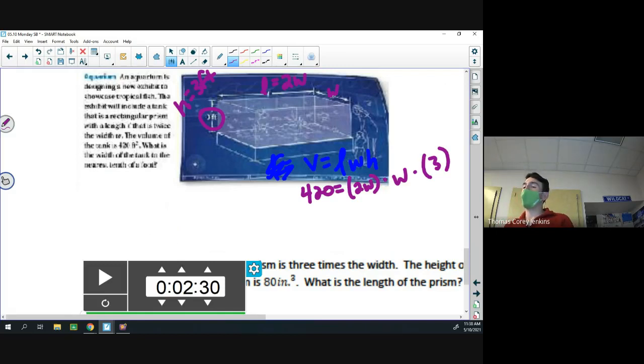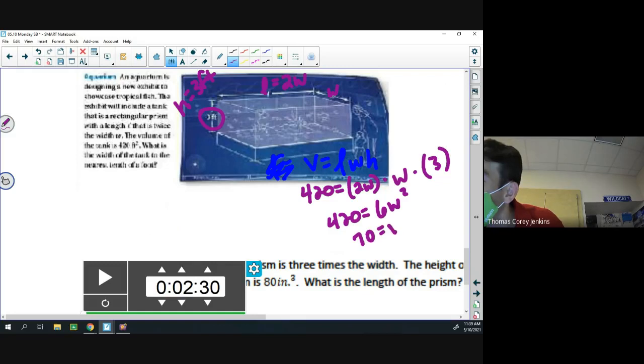So overall, now we have an equation we can solve. 420 equals 2W times W times 3. First thing we want to do is simplify the right side. If we multiply all that out, 2W times 3, we would get 6W squared. And then we're just trying to solve for W, right? So step 1 would be divide both sides by 6. That gives me 70 equals W squared.